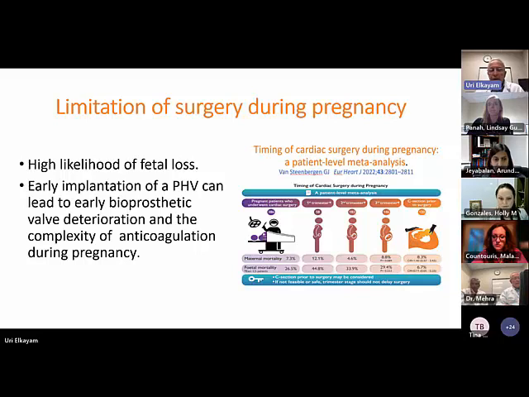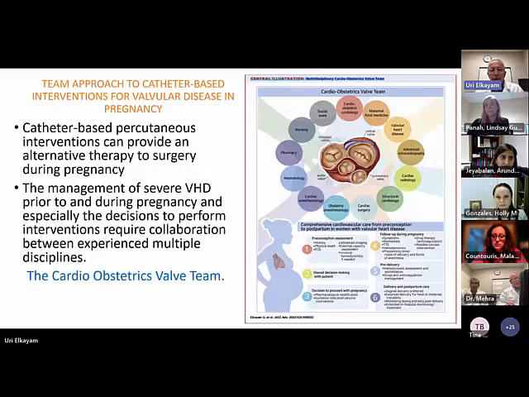The other issue is the early implantation of a prosthetic heart valve. Both bioprosthetic and mechanical prosthetic valves have disadvantages if they're introduced too early: the bioprosthetic valve because of the durability issue, and the mechanical prosthetic valve because of the anticoagulation, which makes things a little bit more complicated.